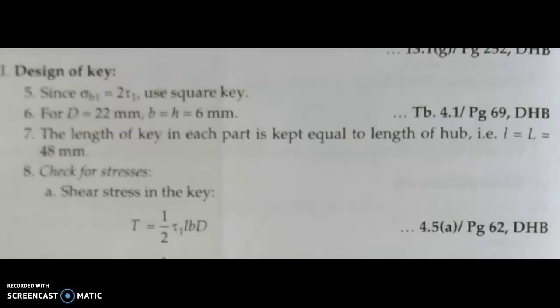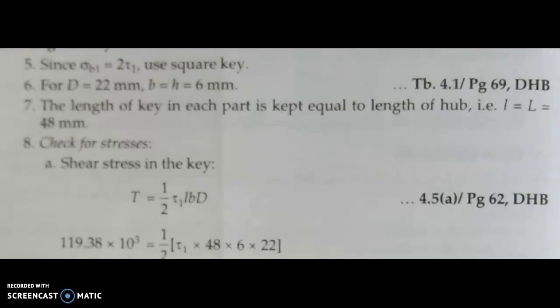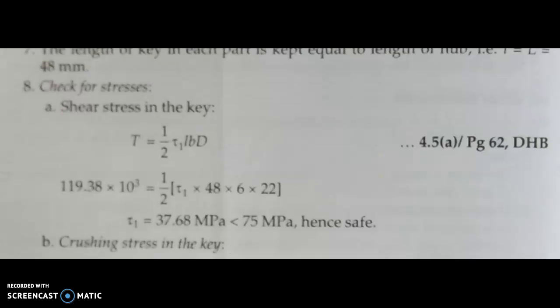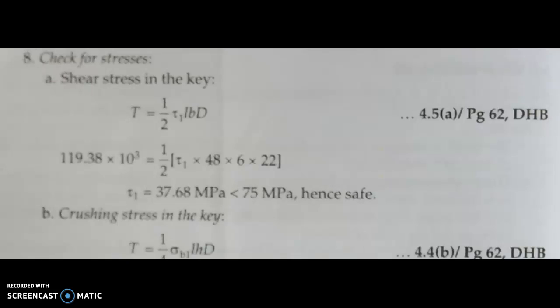Then next we can check the stress. How can we check the stress? Equation number 4.5a, page number 62, we know that T is equal to 1 by 2 tau 1 LBD. We know all the values except tau 1. We will get tau 1 is equal to 37.68. That value is less than 75 MPa, hence it is within the given limit. Hence our design parameters for the diameter and length are safe.